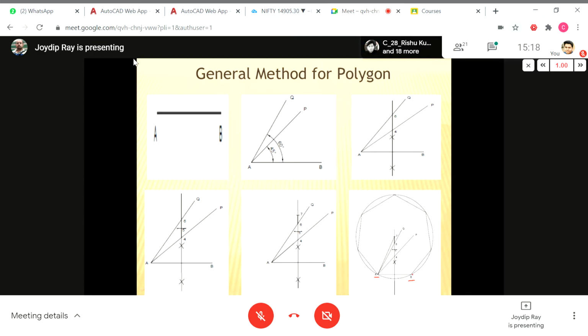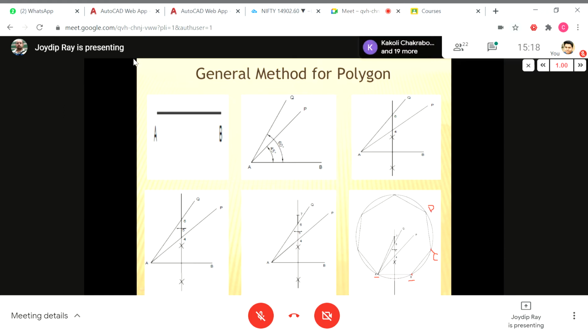Place your compass at point number B and cut this circle. You will get point number C. Again the same measurement, that means AB, 50 millimeter. Place your compass at point number C, cut the circle. You will get point number D.